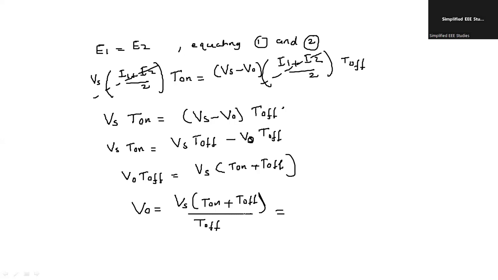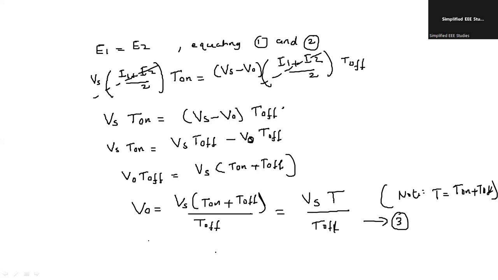We already know that T on plus T off is equal to the total time period. So, dividing by T off, note T is equal to T on plus T off. Now I want to replace T off in the form of duty cycle. So we call it equation number 3. Let us continue the derivation.